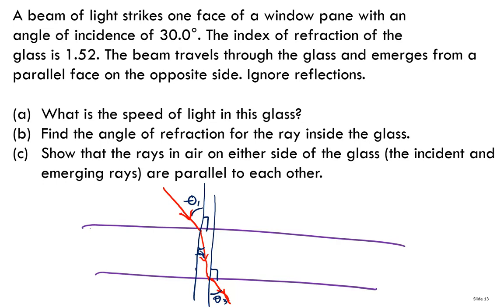So just final numbers. Part B says to find theta 2, and part C says to find theta 3, in essence. Because if theta 3 is equal to theta 1, then they're parallel. If theta 3 is different than theta 1, they're not parallel.